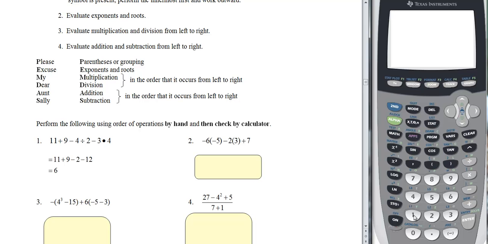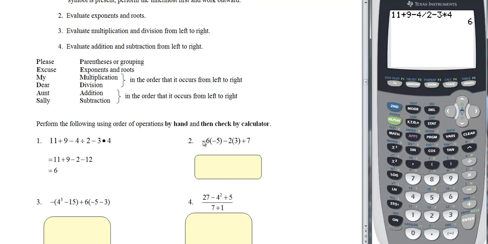So in your calculator, 11 plus 9 minus 4 divide by 2 minus 3 times 4. Then hit enter.